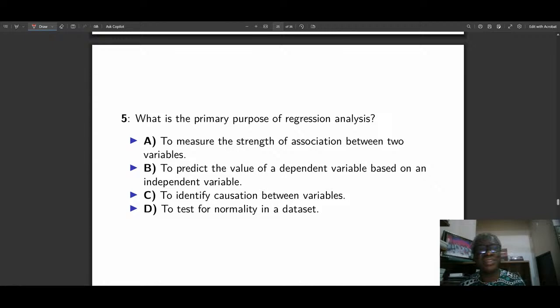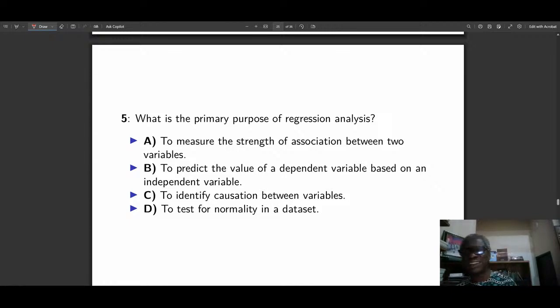Nobody has responded to question 5. What is the primary purpose of regression analysis? To measure the strength of association between two variables, to predict the value of the dependent variable based on the independent variable, to identify causation between variables, to test for normality in a data set.